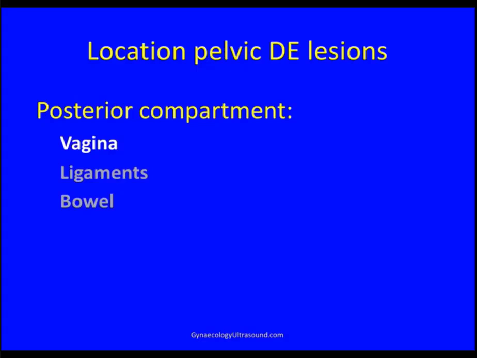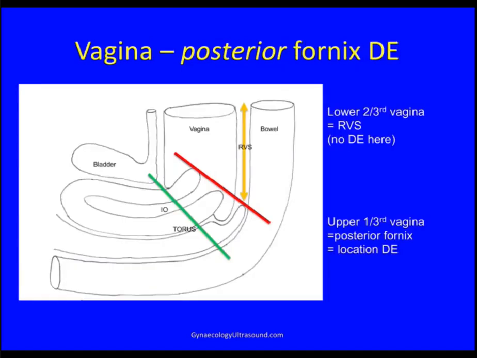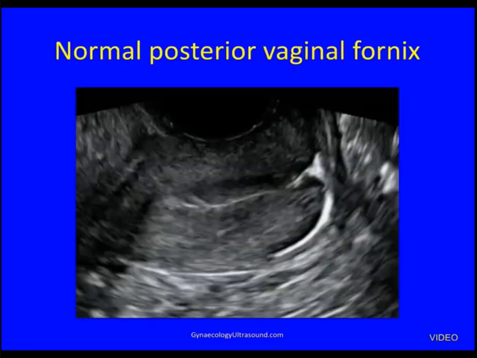So if we take it in turn, I always like to break things up into small components. So within the posterior compartment, I look at the vagina first because that's where you're putting your probe in. It's the first area you get to. So the lower 2/3 of the vagina, the rectovaginal septum, there's no deep endometriosis there. But the top third, the posterior fornix, that's where you find deep endometriosis. So what does this look like?